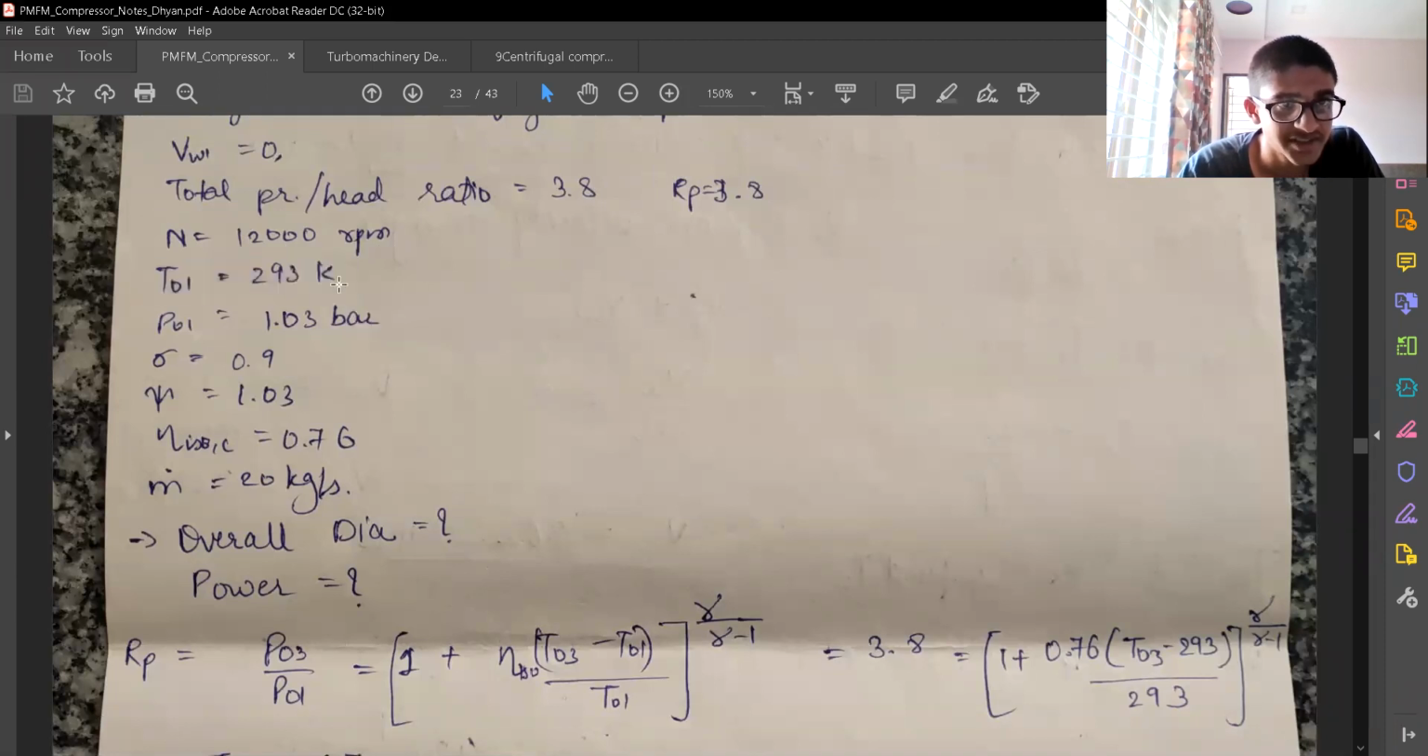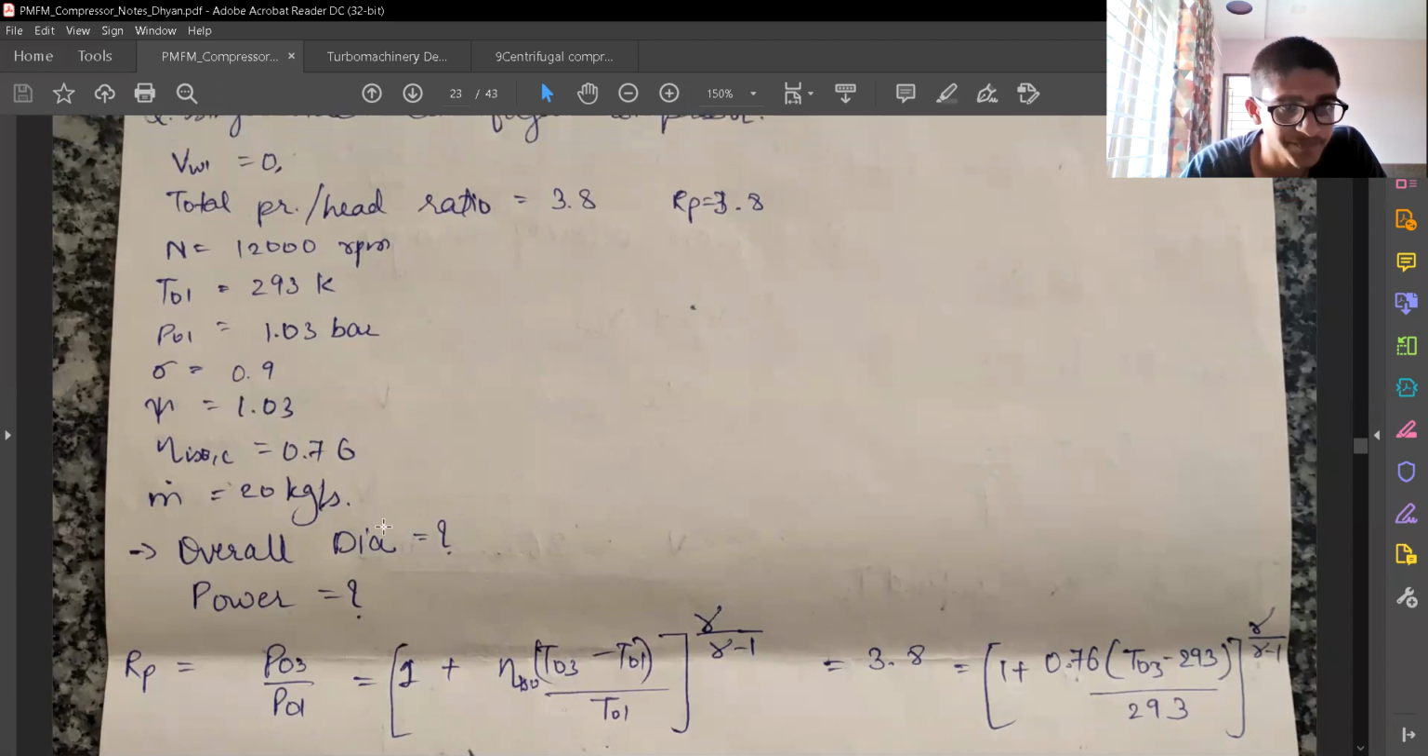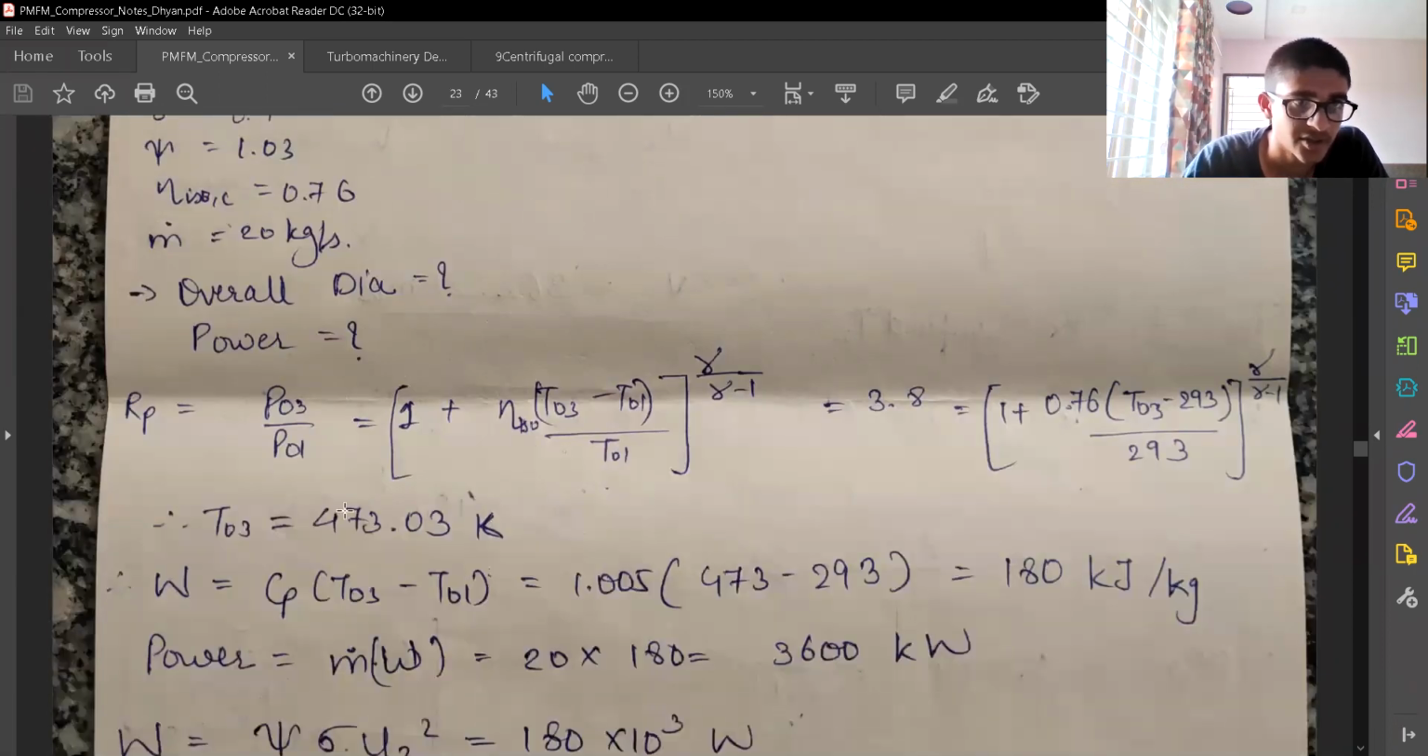T01, that is the inlet stagnation or total temperature, 293 Kelvin. Inlet pressure is 1.03 bar. The slip factor sigma is 0.9. The power input factor psi is 1.03. The isentropic compression efficiency is 0.76, that is 76%. The mass flow rate is given as 20 kg per second. And we need to find overall diameter and the power supplied.